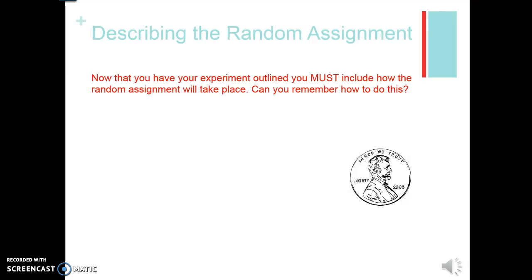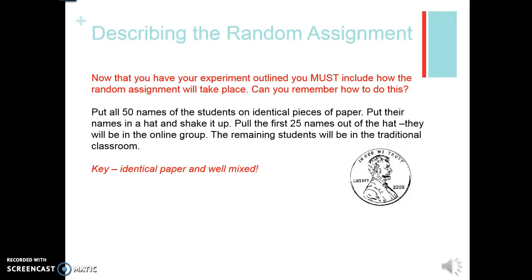All right, now that you have your experiment, how can we show how the random assignment will occur? Now, we've done this before using the hat method, using random integers, using your calculator. So here's one example. This is putting 50 names of students on identical pieces of paper, put their names in a hat, shake it up, pull out the first 25 names. Now notice how it states what group they're going to. They're going to the online group. The remaining students will be in the traditional classroom.